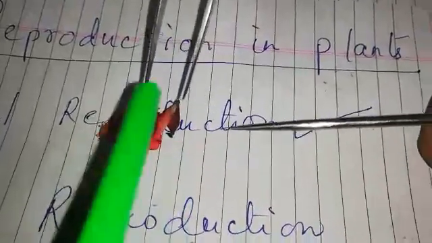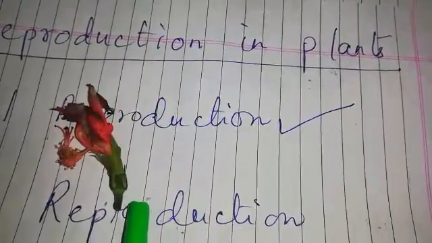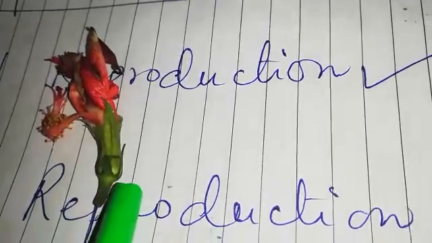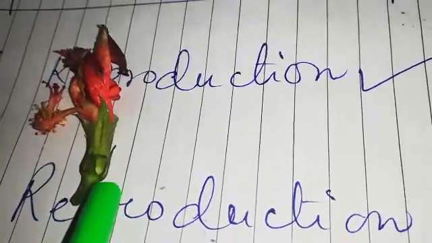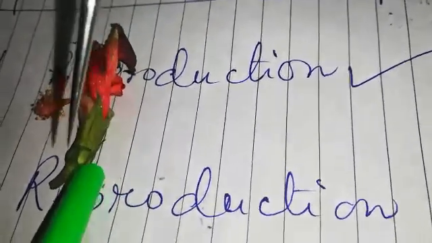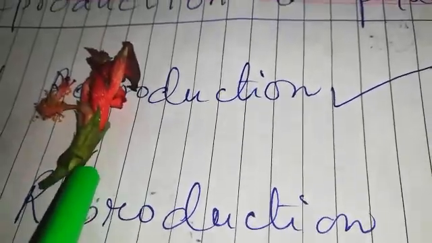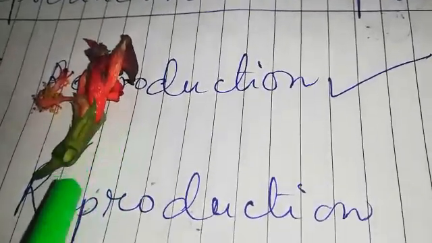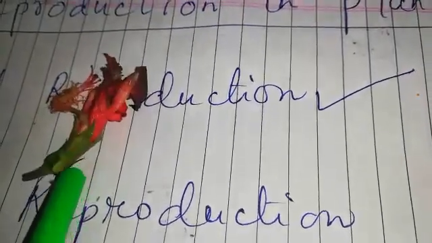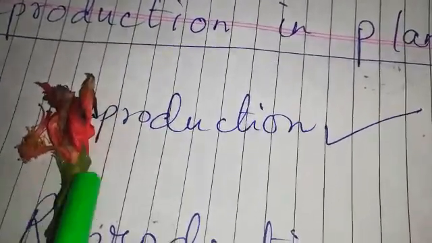Now you can see the flower. The flower has four whorls. Here you can see a stalk-like structure. This is called the pedicel. Just above the stalk, you can see a swollen, flattened, disc-like structure. This is called the thalamus, and this is the place where the petals and other parts of the flower arise. Now you can see here the epicalyx, which is present in the hibiscus flower.